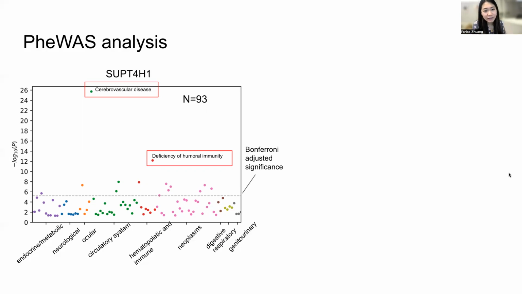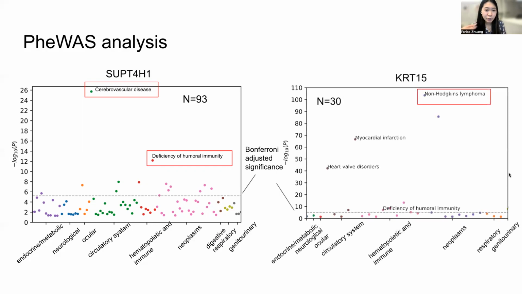Another example is a variant in the European ancestry population appearing in 30 samples. This variant is in the KRT15 gene, which has been associated with cancers. In our VWAS results, we find that the variant is most strongly associated with cancerous diseases, with the top disease being non-Hodgkin lymphoma, which is a type of cancer that forms in the lymph system.